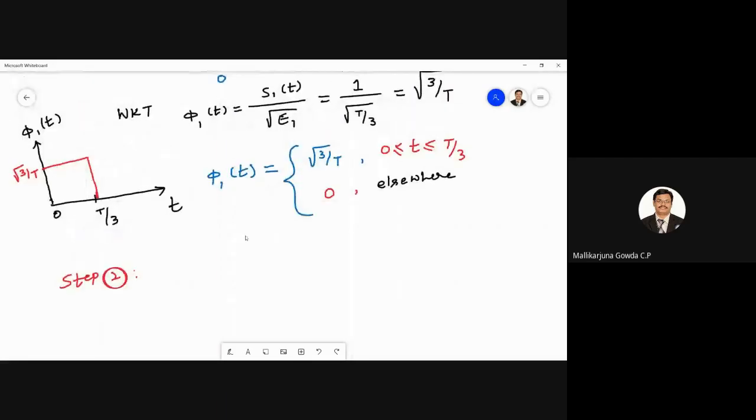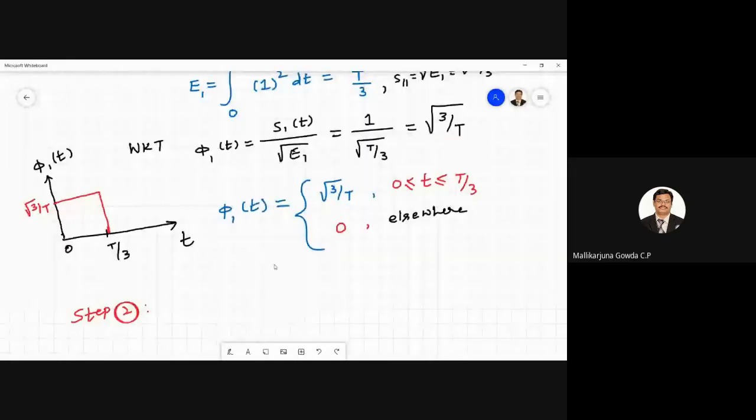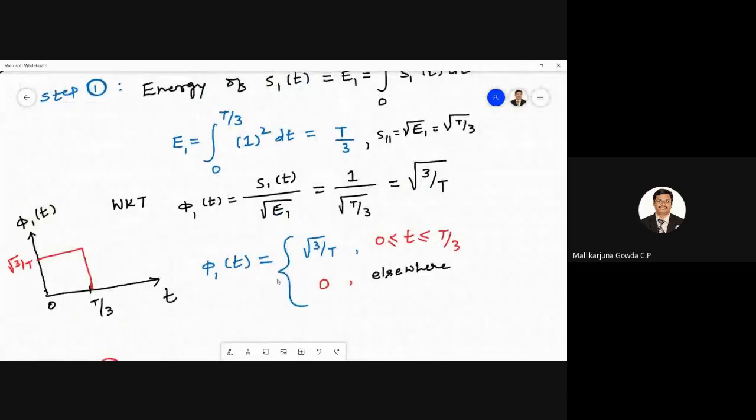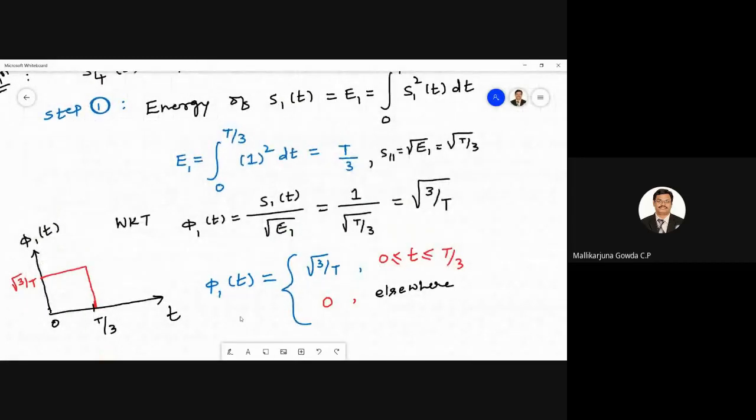Is it fine? Or do you still want me to scroll down? I began with step 1. I started finding the energy of the signal S1 of t. I wrote E1 is equal to the integral of S1 squared of t dt. I said S1 of t exists over an interval 0 to T by 3. I substituted the value of S1 of t and found that it is T by 3. Then I know the expression for phi 1 of t. I substituted the value of S1 of t and its energy, and could write it is root of 3 by T, that is 1 by root of T by 3, which can be written as root of 3 by T. Fine.